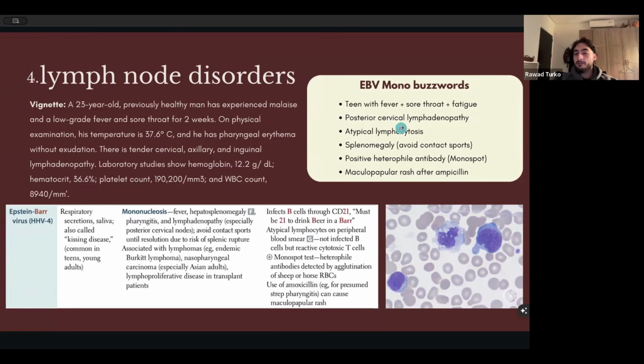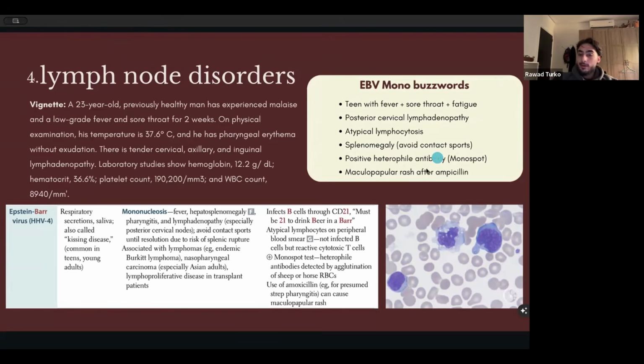Okay. Atypical lymphocytes is another buzzword. Splenomegaly, so you would avoid contact sports. Why? What are we scared of? Why do we avoid contact sports for like a month after your symptoms die off from your mononucleosis? Splenic rupture. Again, the splenomegaly that you see in mononucleosis can persist after the symptoms resolve. So because of that, we want to avoid any contact sports for fear of splenic rupture, which can cause pretty severe hemorrhage and death, actually.